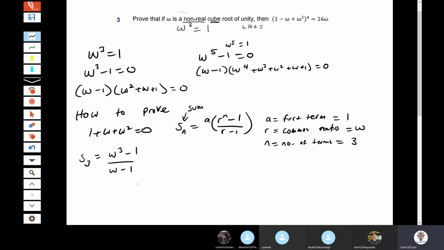Yes? But then the question would have said omega cubed is equal to 1. It would have said omega is a cube root of unity. Right? Like I did up here. So what does omega cubed equal? 1. So therefore, 1 minus 1 over anything is 0. You just proved that the sum, 1 plus omega plus omega squared, is equal to 0.